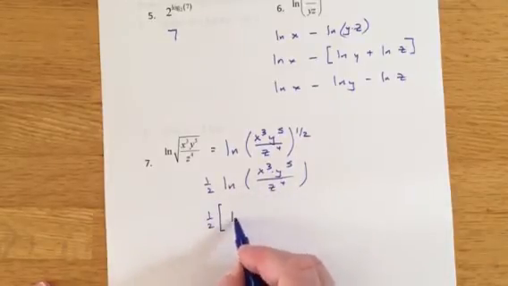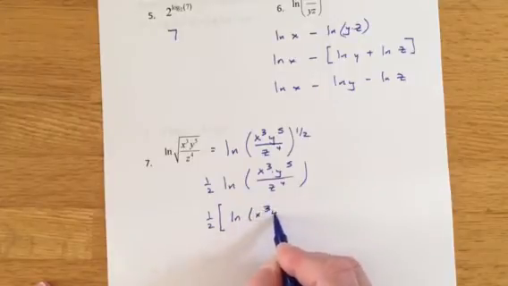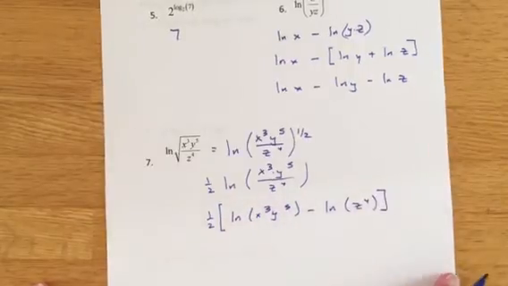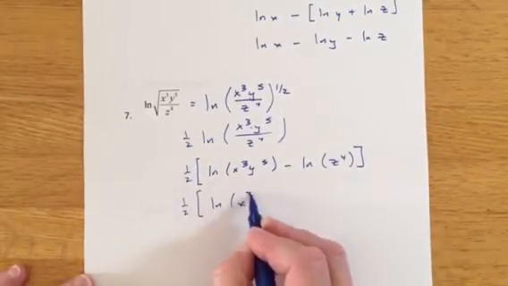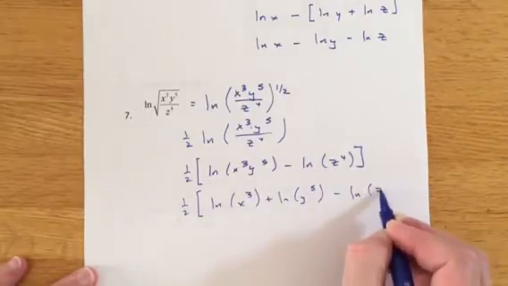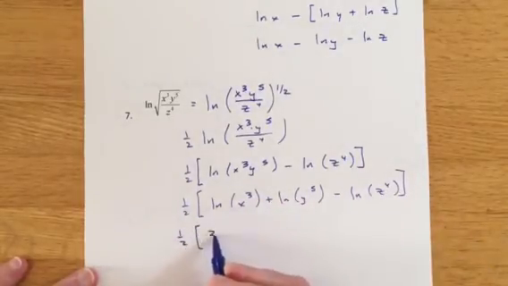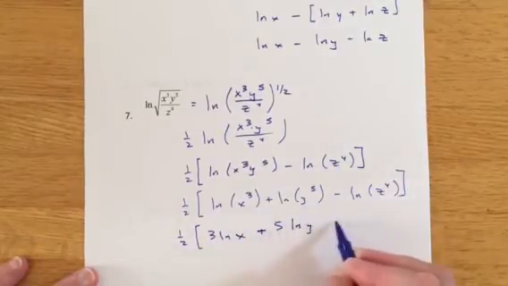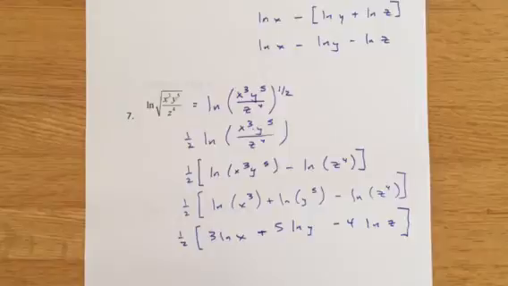Again, be a little bit careful. You've got to do 1/2 times a product here. So 1/2 ln of the numerator minus the denominator. Now we can get in there and split up that product. So it's log of the first plus log of the second. We still have minus ln z to the 4th. And finally, we can bring down all those exponents. So 3 ln x plus 5 ln y minus 4 ln z. And then if you want, you can distribute the 1/2.